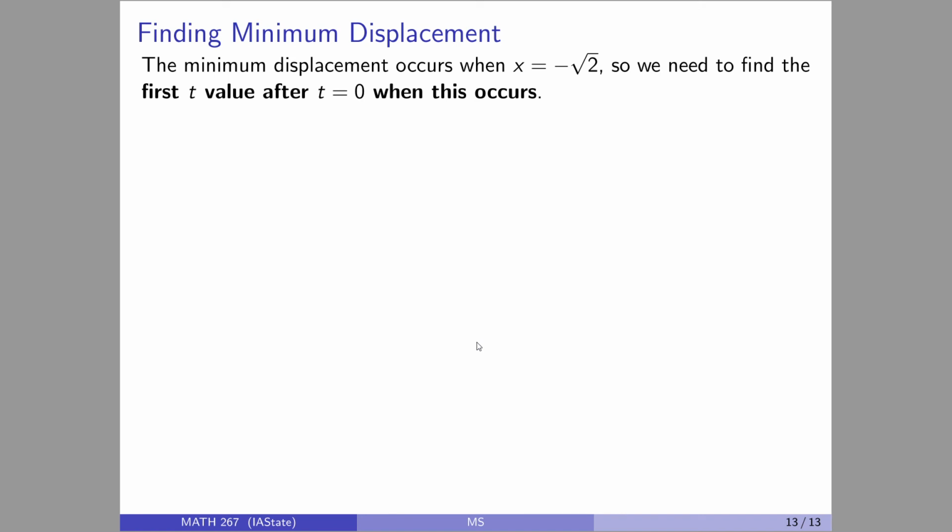Negative root 2? Well, that's right. Square root of 2 is the amplitude, so the furthest away from equilibrium we ever get in absolute value is square root of 2. So we hit positive square root of 2, and we hit negative square root of 2. Negative square root of 2 is the minimum displacement, because on the number line it's the smallest, hence minimum. So I want to find the t value, the first one after t equals 0, when x hits negative root 2.